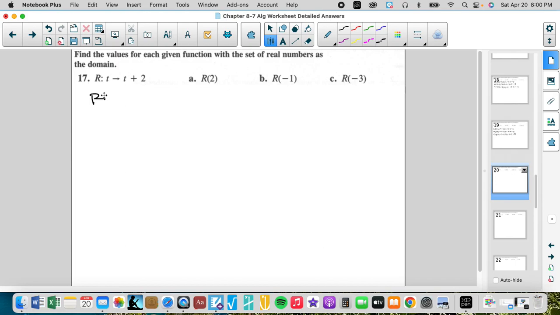I'm going to write it as R of 2 equals, so we're going to plug in 2 for t because this is really R of t. So remember, this is R of t equals t plus 2. That's all that equation equates to. So I'm going to do the A part, sorry. R of 2 equals 2 plus 2, which equals 4.